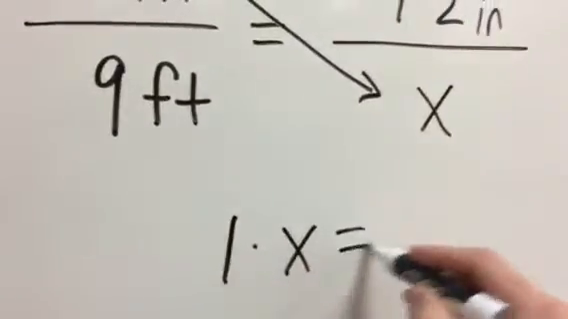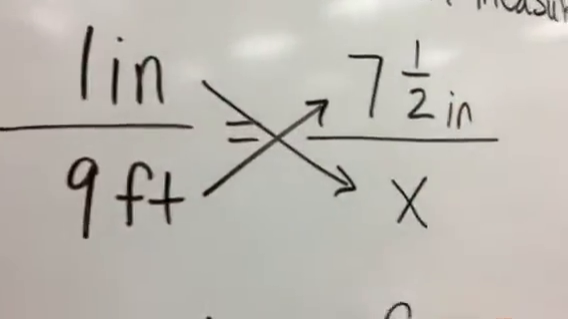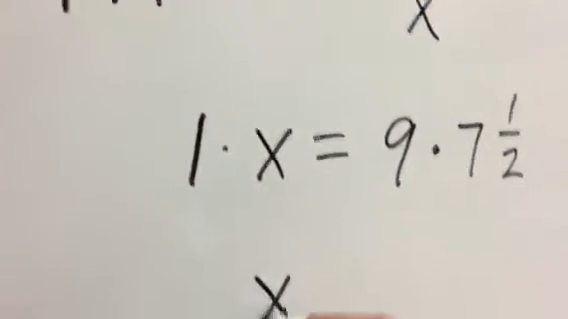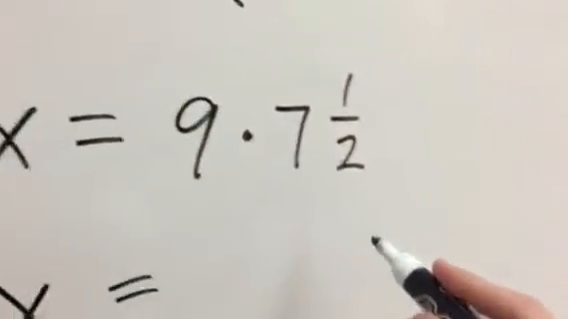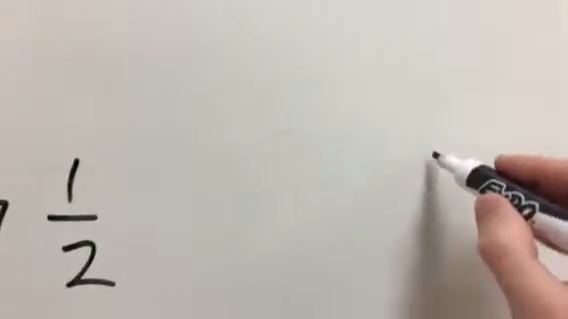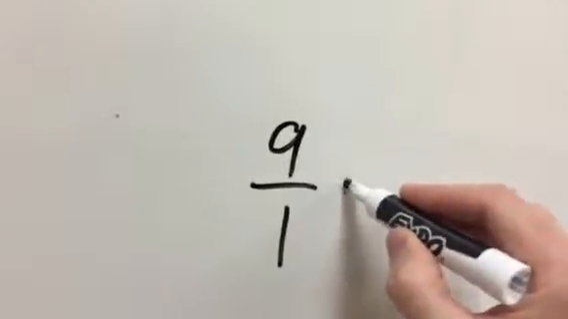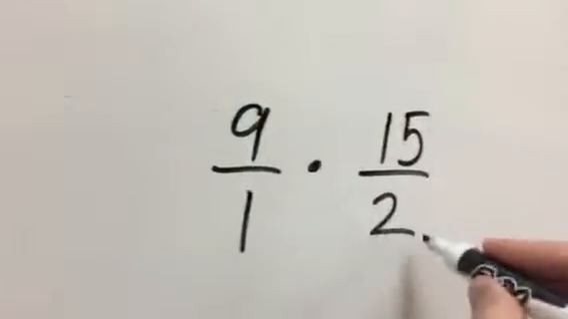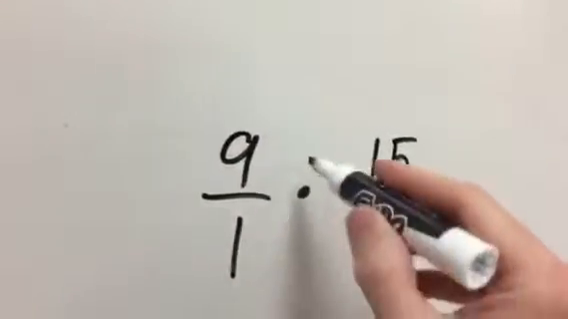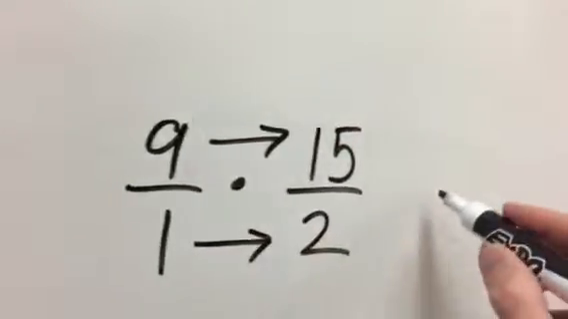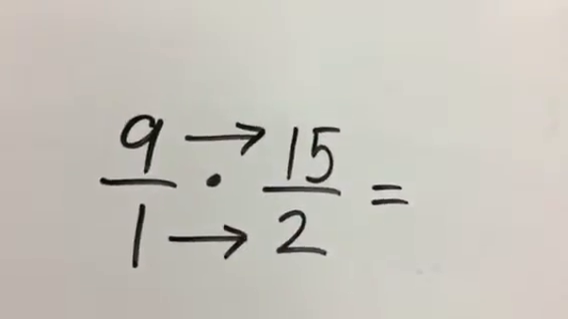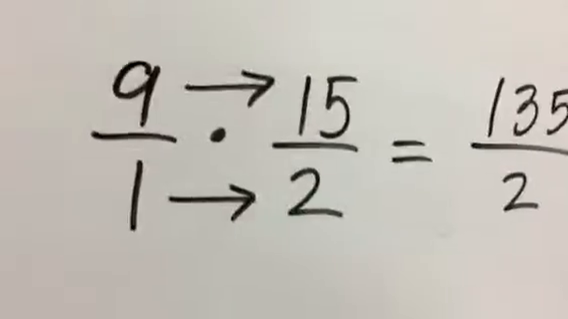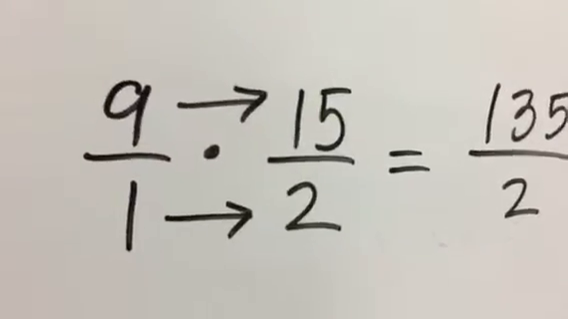So 1 times x is equal to 9 times 7.5. 1 times x is just 1x or x. And you're going to have to figure out what 9 times 7.5 is. So you may have to come out here and actually do this, which is what you should do. 7.5 is the same thing as 15 halves. And checking to make sure there's nothing I can factor out or divide out, I don't believe that there is. So we end up getting 135/2.